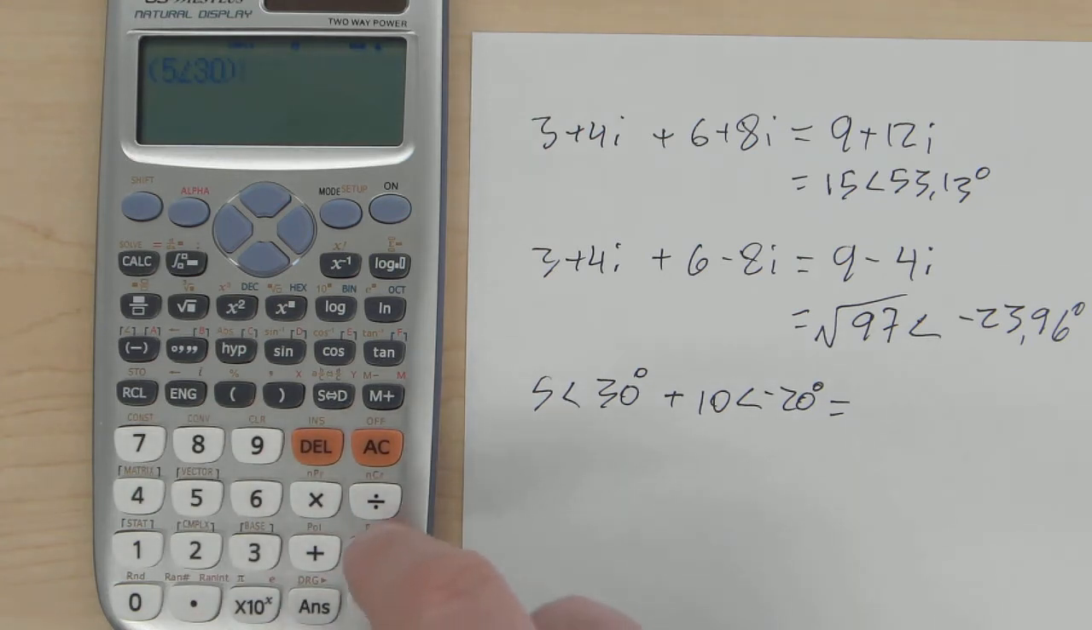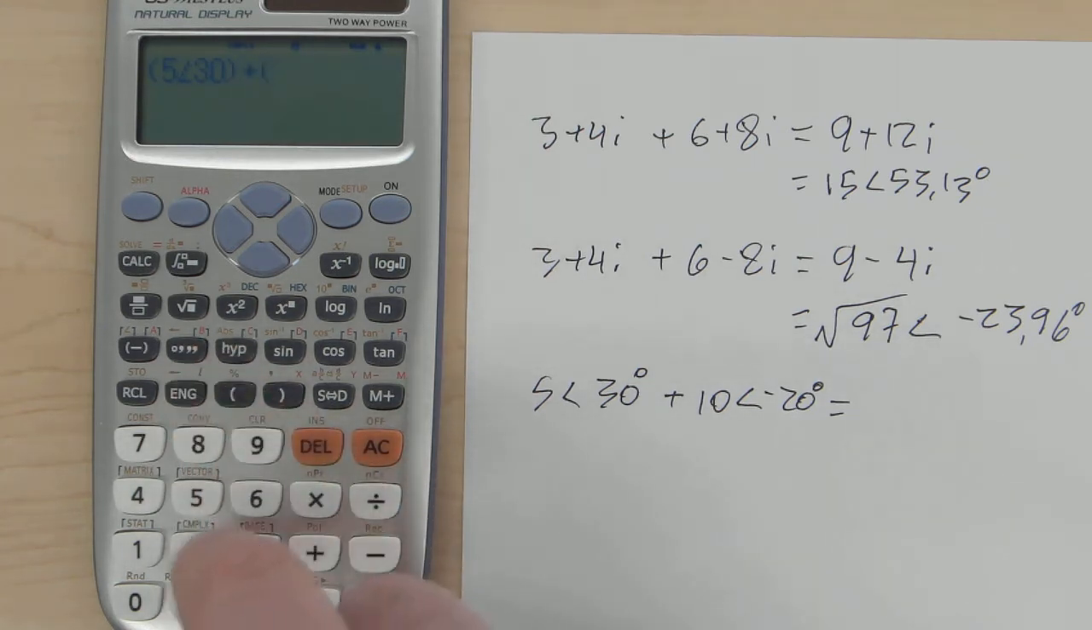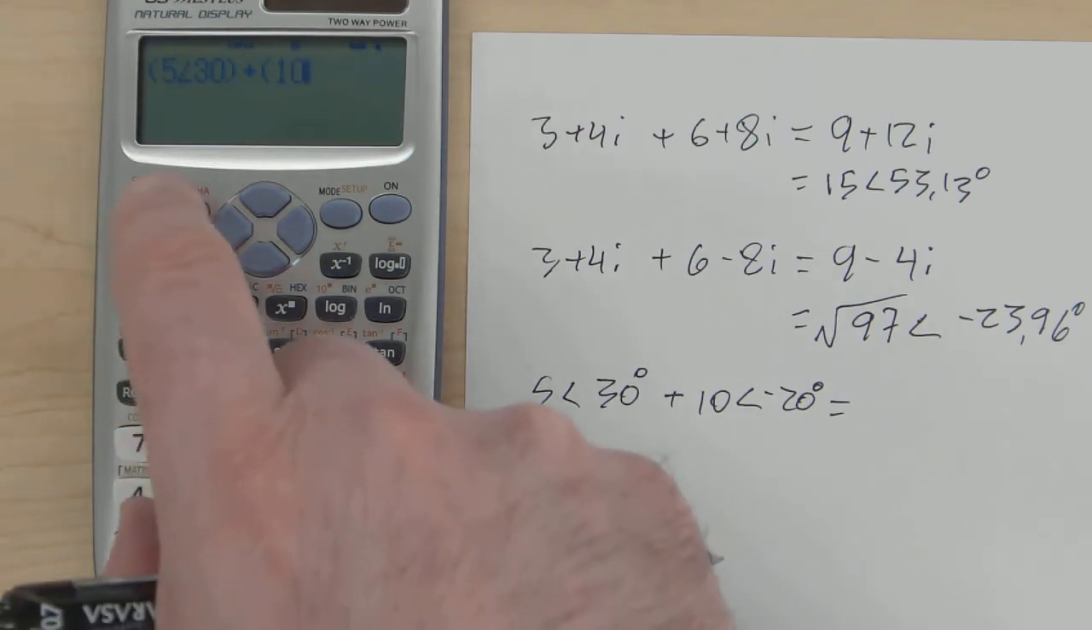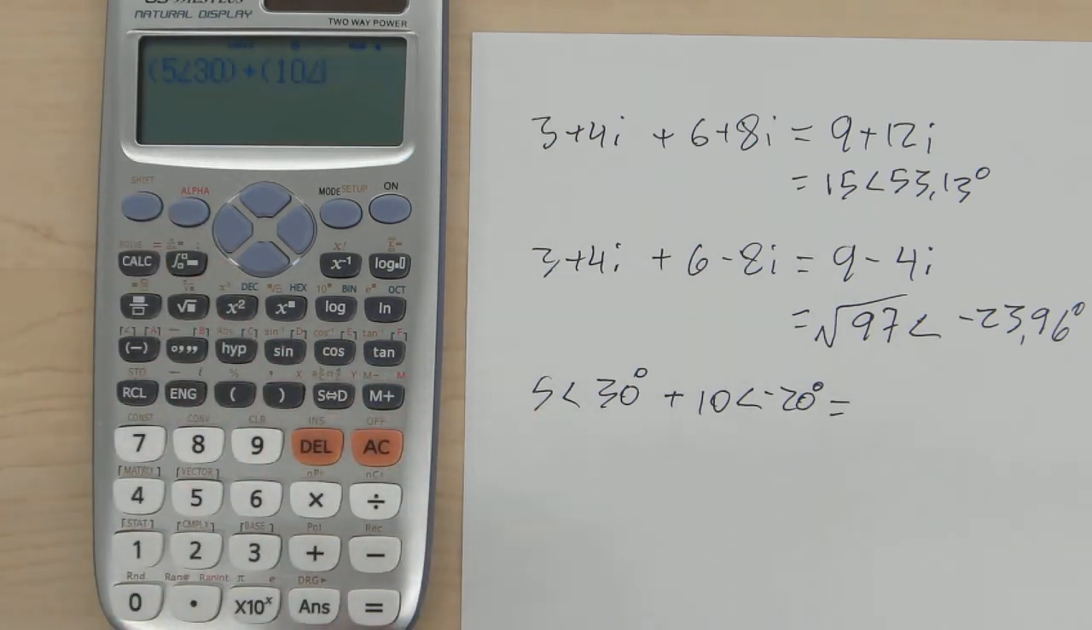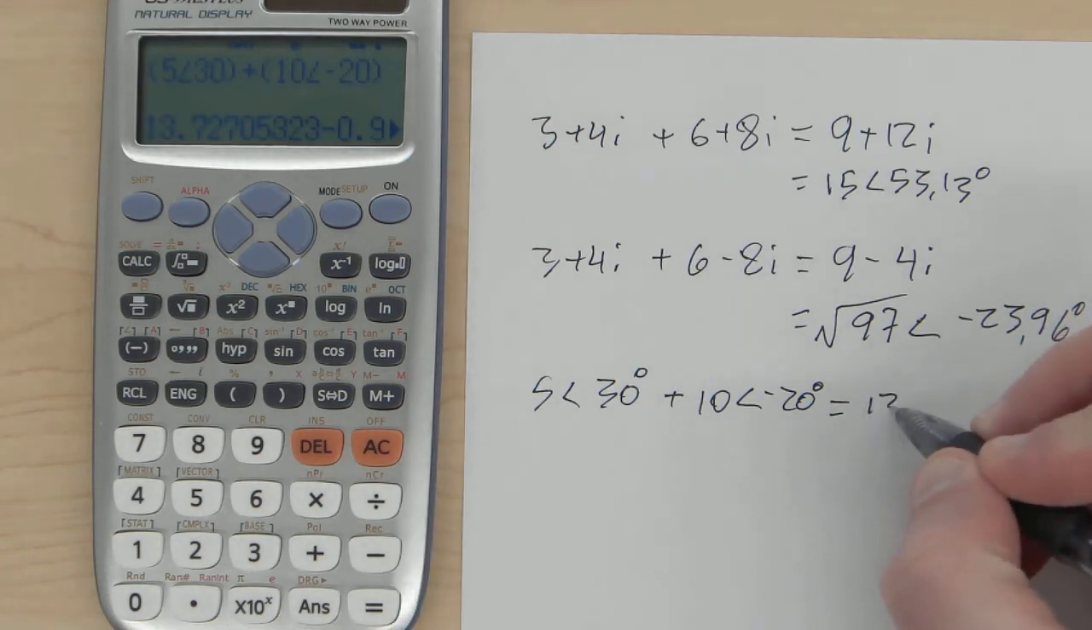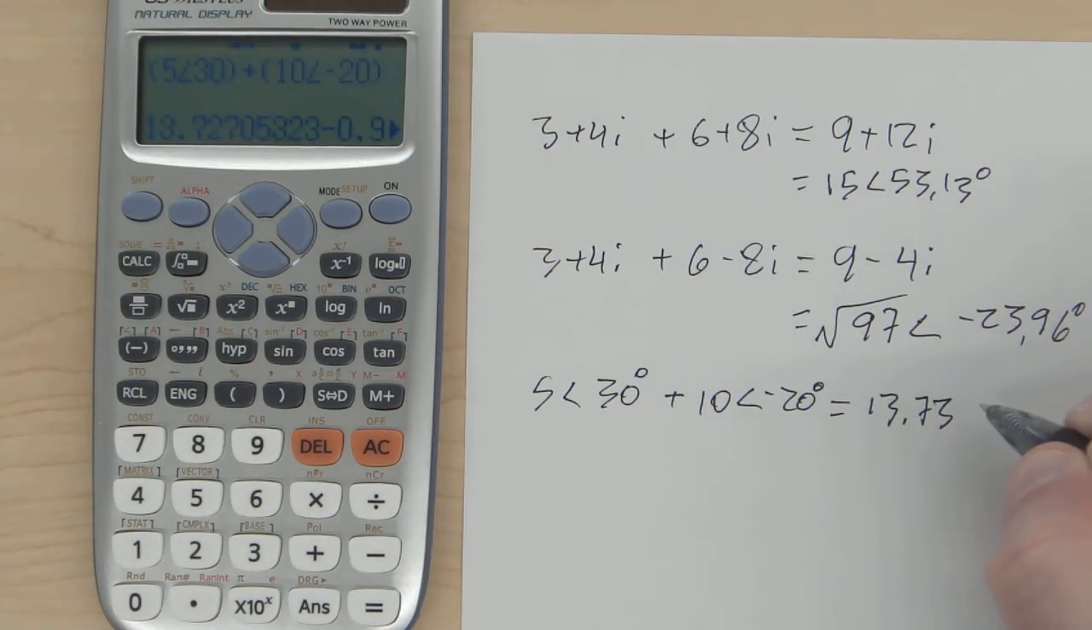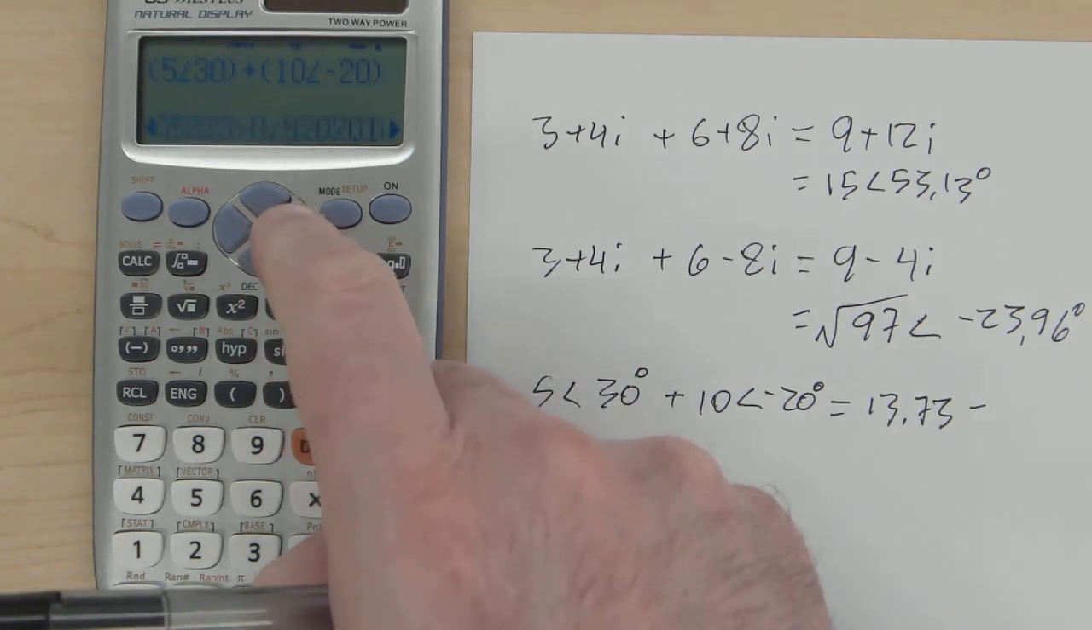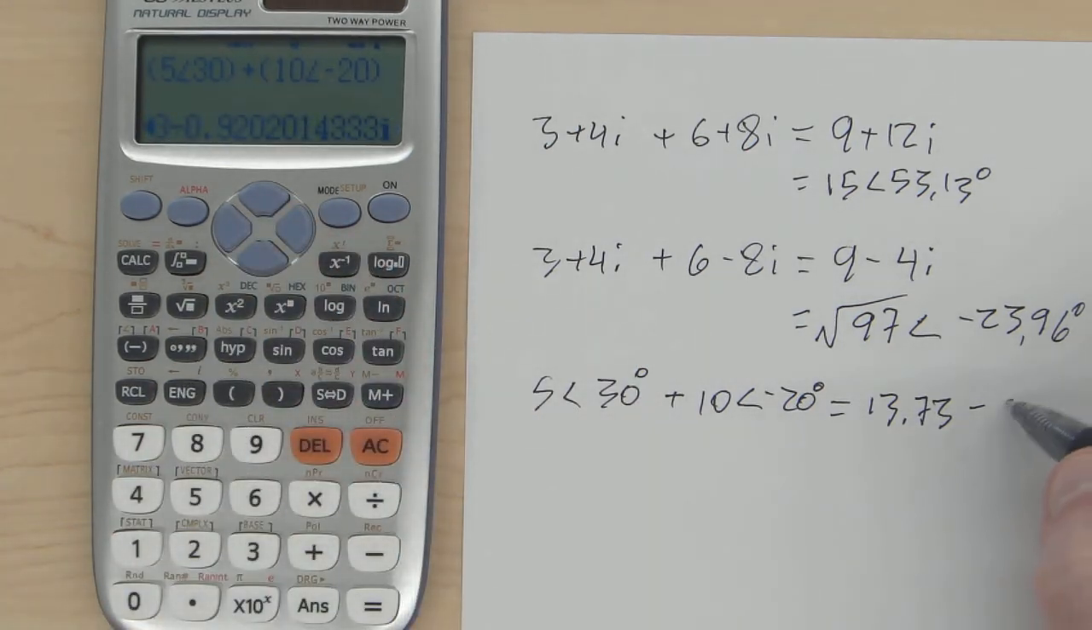There's our first complex number, and we want to add this to, open parentheses for the second complex number, 10 angle. However, this is a negative number. Now you don't say minus, you use this little negative sign over here. It's not minus, it's negative. And we want to have this be at 20 degrees, and we close and hit equals, and this gives us 13.73 minus, and now we actually have to scroll a little bit, minus 0.92i.